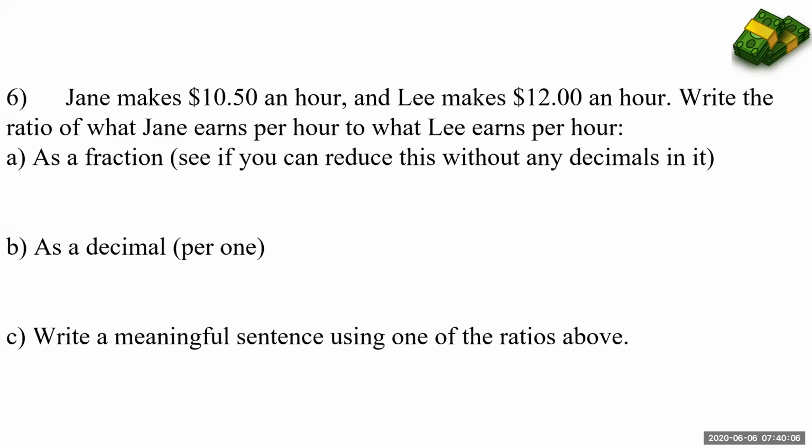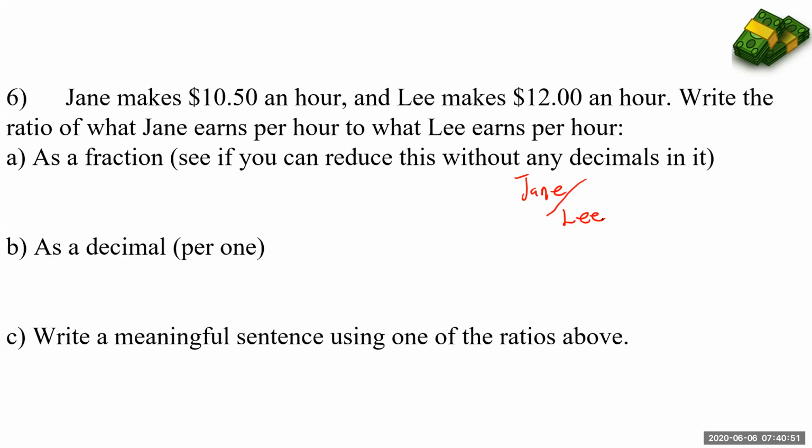All right. Now we want to write the ratio of what Jane earns per hour to what Lee earns per hour. Now we have already established that the order of a ratio is very, very important. So our goal really is that we want to do how much Jane makes per hour to how much Lee makes per hour. That's our goal. It's not Lee over Jane. It's rather Jane per Lee.